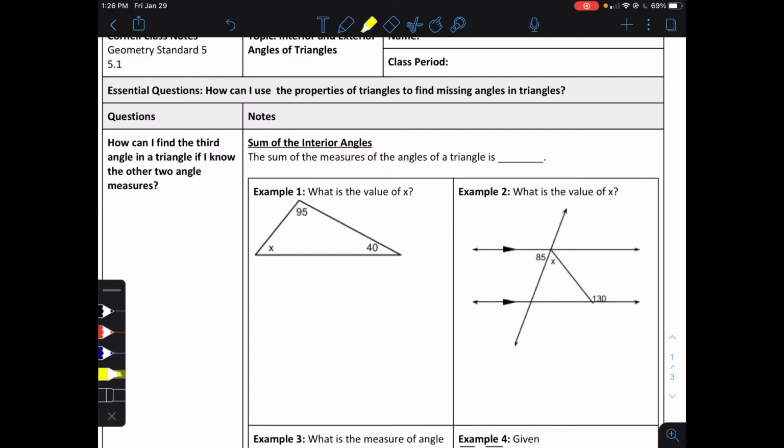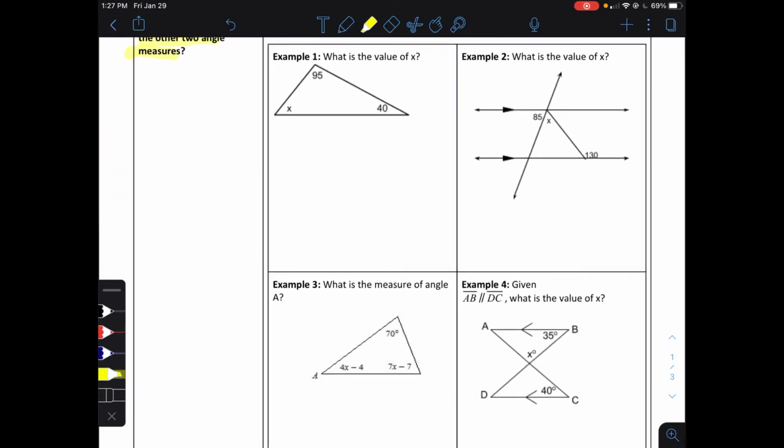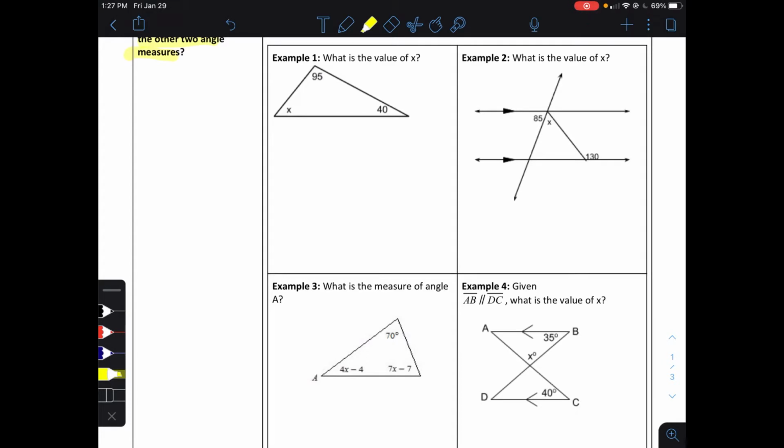Okay, so the essential question of today is, how can I use the properties of a triangle to find missing angles in a triangle? And more specifically in this case, how can I find the third angle in a triangle if I know the other two angle measurements? Now, we have a lot going on in these four examples, and I'm going to try to explain them very quickly so that you're not watching a 20-minute video. So please follow along. If you get lost, please slow it down, rewind, go back, and just see what I'm doing.